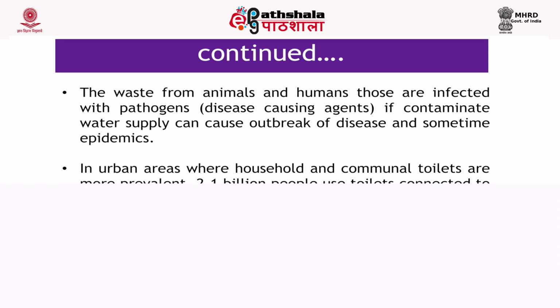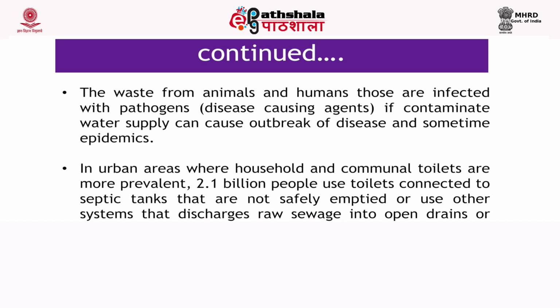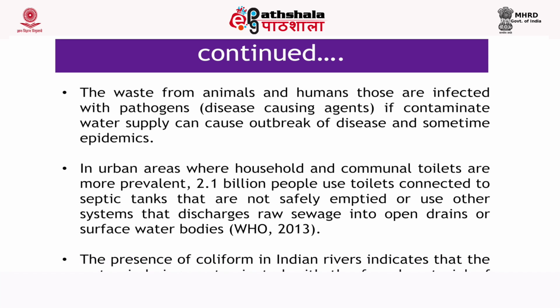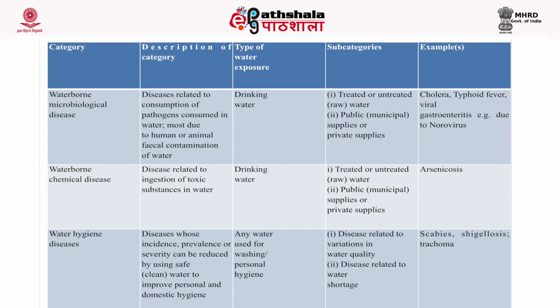In urban areas where household and communal toilets are more prevalent, as per the World Health Organization, 2.1 billion people use toilets connected to septic tanks that are not safely emptied, or use other systems that discharge raw sewage into open drains or surface water bodies and contaminate them. The presence of coliform in Indian rivers indicates that the water is being contaminated with fecal material of humans, livestock, pets and other animals. In this table we can see various waterborne diseases from different sources.